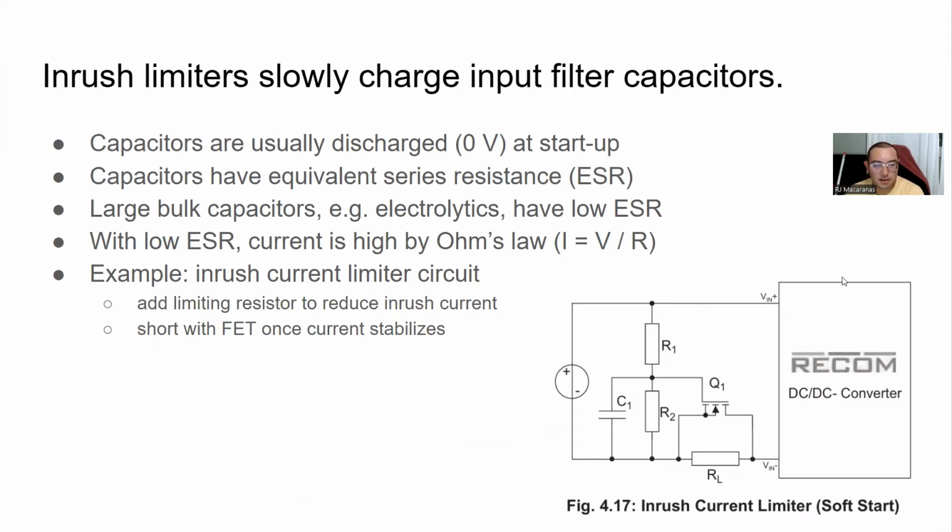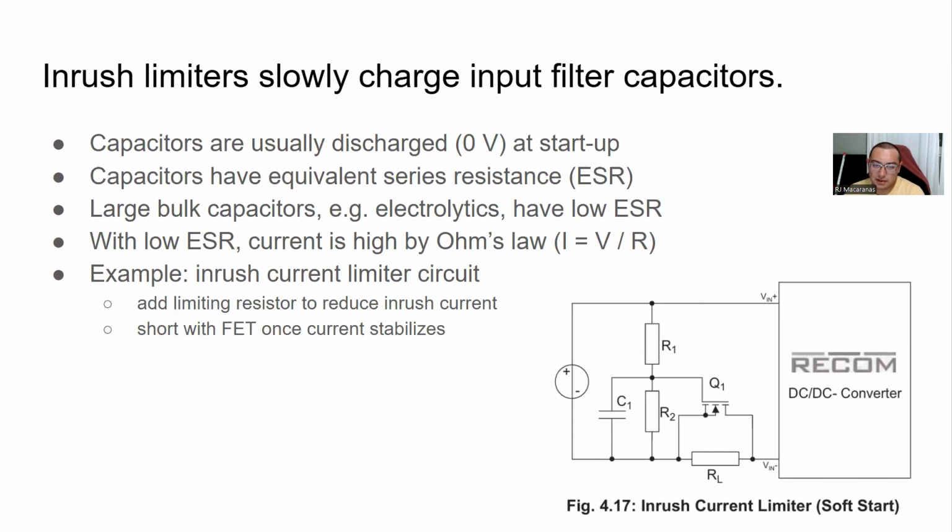Another way to prevent these overcurrent events is to use inrush limiters. This is a specific type of circuit that is used to slowly charge these input filter capacitors. So we always want some amount of capacitance to hold up the input voltage in case the power distribution network has some kind of dips due to various load increases.